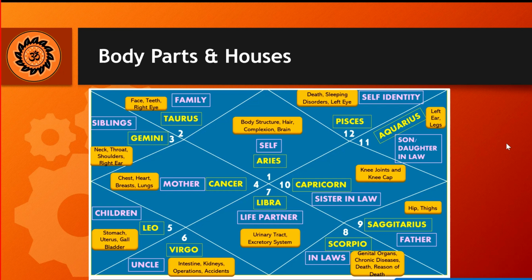So all those kind of issues, if you see in the native, you have to check their 5th house for that. 6th house is for intestine, kidneys, operations, and accidents. So any issues in these, a lot of people might have kidney stones, or they might have some intestinal issues. So all those can be very well seen from the 6th house.